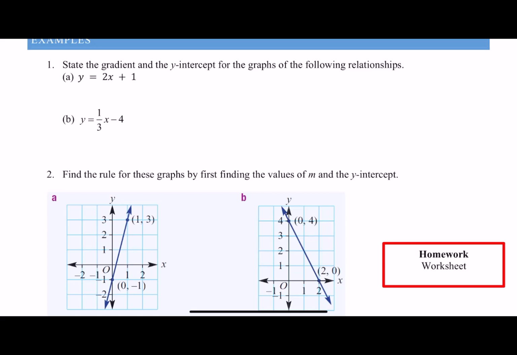State the gradient and y-intercept. Well, the gradient is 2, and our y-intercept is 1. Here, the gradient is 1/3, and the y-intercept, and be very careful, it's -4, because we've been looking at this a lot this year. The sign in front is important.